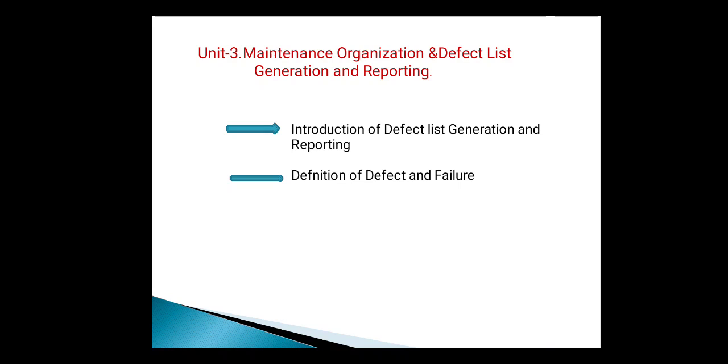Then moving to the next topic of this chapter, that is defect list generation and reporting. We'll start with the introduction of this point. The various maintenance functions and jobs are planned and executed by means of different disciplines and methods, by different levels of workmen and supervisory engineers. As already discussed, many types of functions can be executed with the help of craft persons as well as supervisory persons.